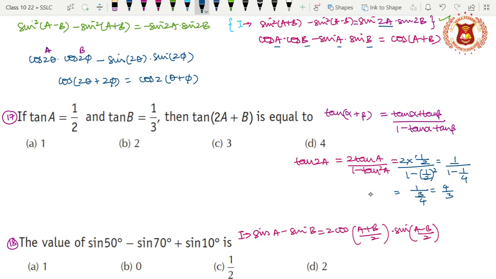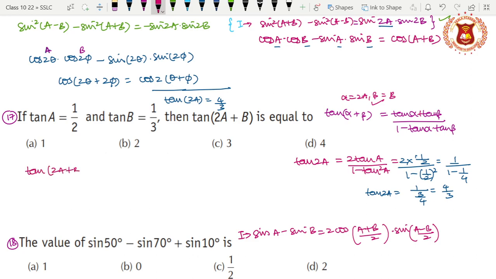Therefore tan 2a is equal to 4 by 3, right? It's a result we reduced here. Now let us apply everything in this identity. Here alpha is 2a and beta is b, right? Beta is b.